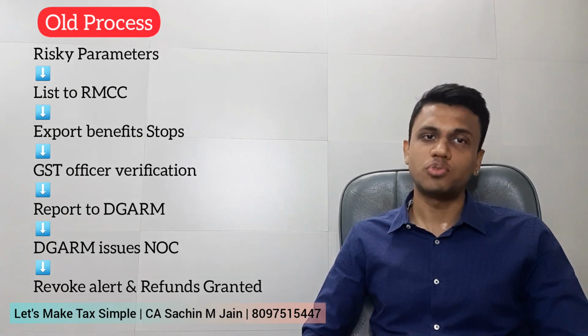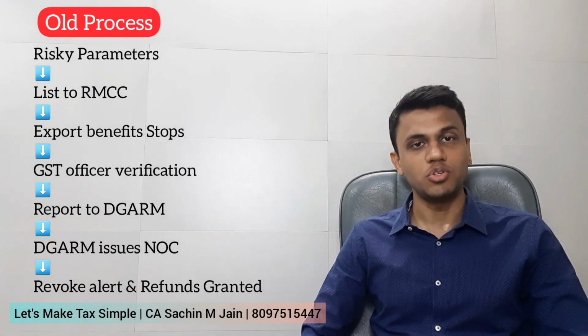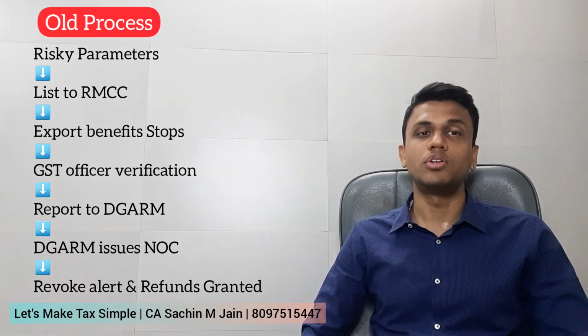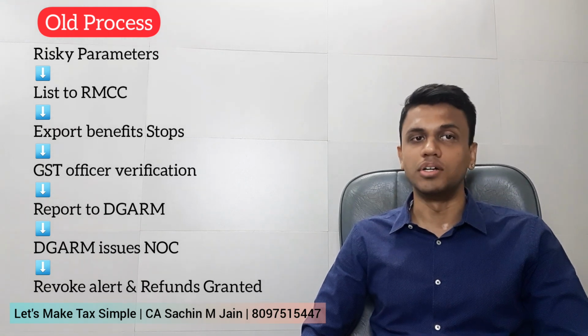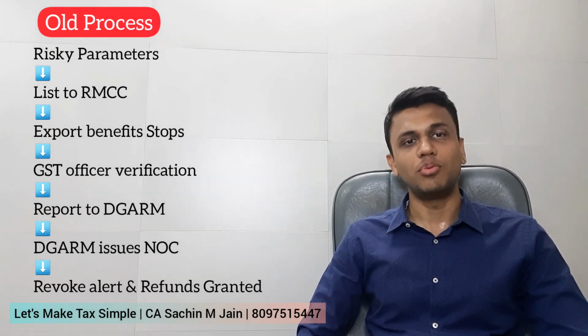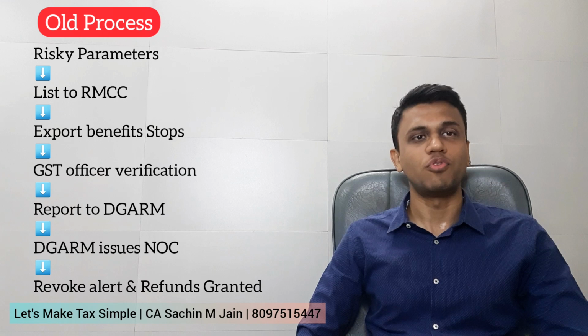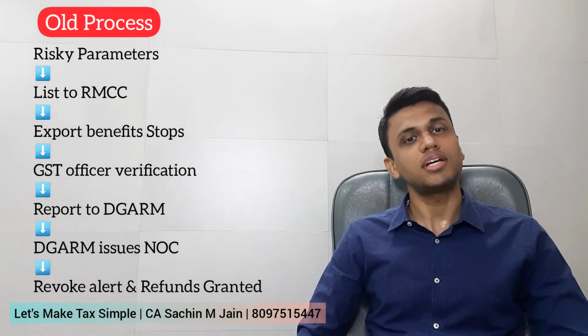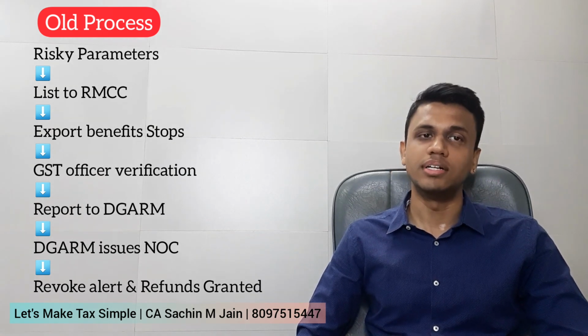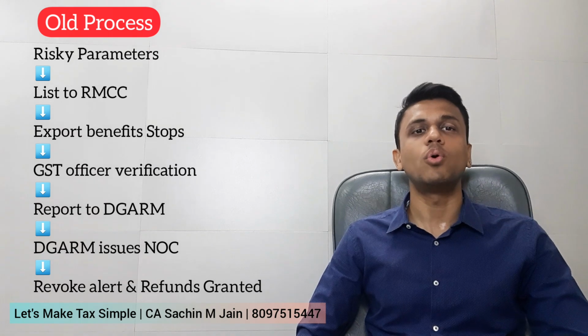On the basis of this verification report issued by GST officer, DGARM decides whether to issue NOC for revocation of alert. Then, the DGARM will communicate this list of exporters for which NOC has been issued to the Customs Department for revocation of alert from the IEC and release all the pending IGST and drawback refunds.